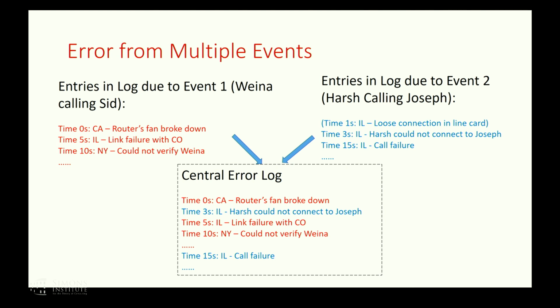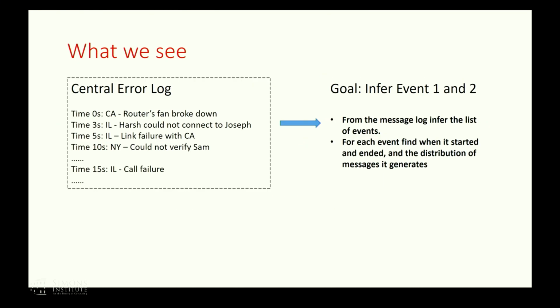And similarly, somebody else, another one of my students, Harsh, is calling Joseph, who happens to be here. And let's say there is a loose connection in a line card, which may not even generate an error message by itself. But Harsh's call to Joseph cannot complete because of some unknown error in the network. So that also gets entered into this central error log. Of course, here I've color-coded it to let you know that these red messages are due to one event, and the blue messages are due to another event. What you actually see is just a sequence of messages.